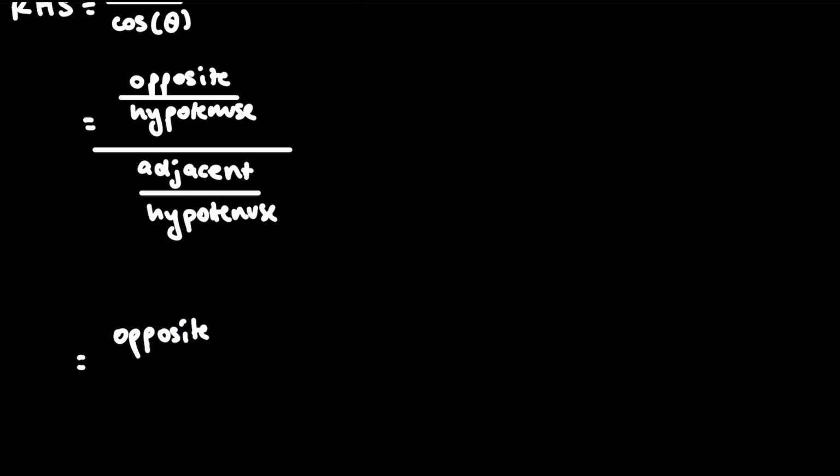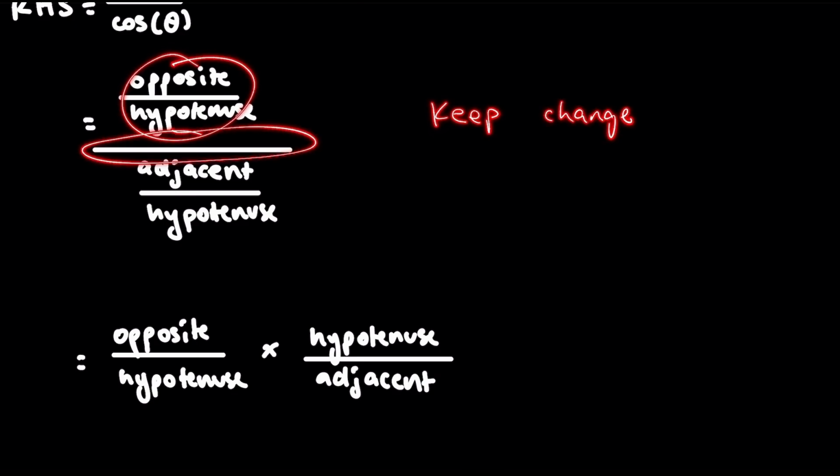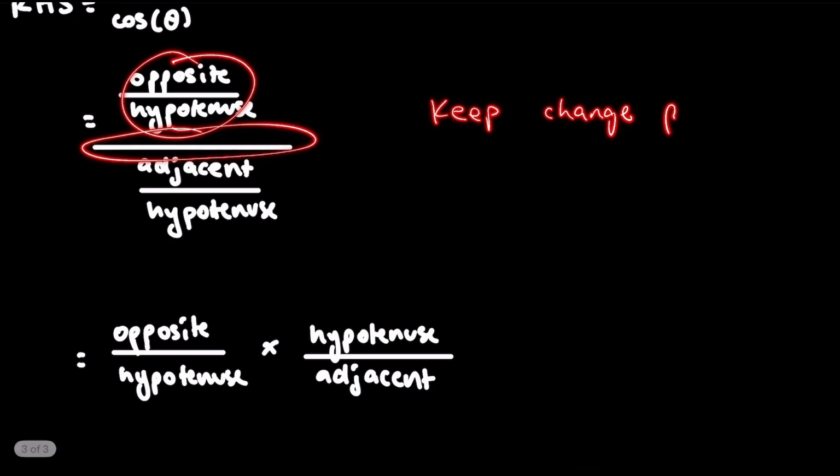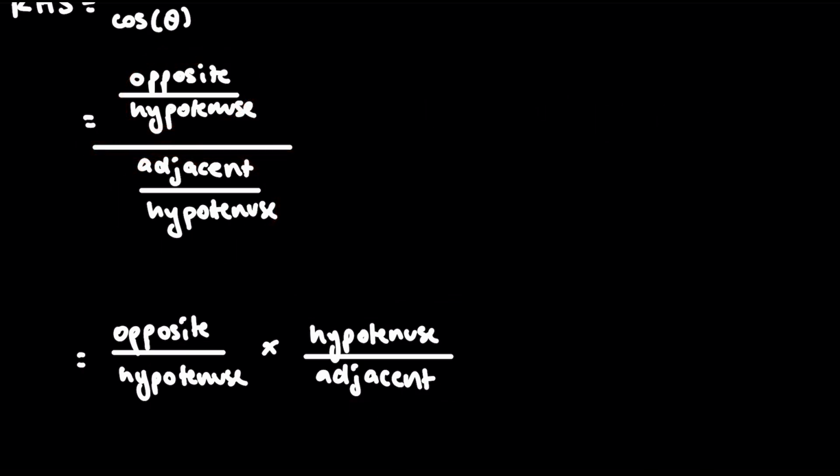So opposite over hypotenuse times hypotenuse over adjacent. And the way I got this is keep, change, flip. Keep the first fraction, change the sign from divide to times, and flip the second fraction. So I'm just going to flip it from adjacent over hypotenuse to hypotenuse over adjacent.